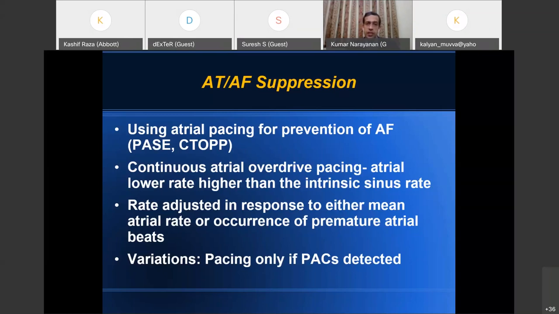But remember that the rate is going to be quite dynamic in a given patient. And therefore, ATAF suppression algorithms are those which continuously monitor the atrial rate, and then adjust the atrial pacing rate to overdrive and ensure that most of the time the rhythm is an atrial paced rhythm. Now, a variation of this can be to say that we'll allow intrinsic atrial activation most of the time. But if a PAC is detected or a string of premature atrial contractions are detected, then the device starts pacing at a faster rate in order to try and suppress these PACs. So different variations of these ATAF suppression algorithms have been shown to be useful to reduce occurrences of atrial tachycardia.